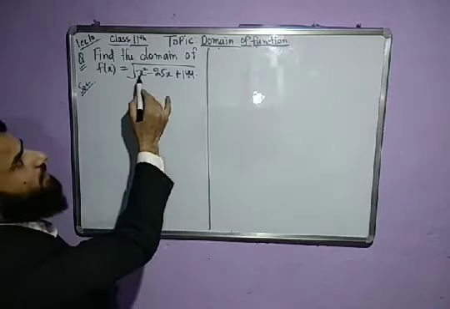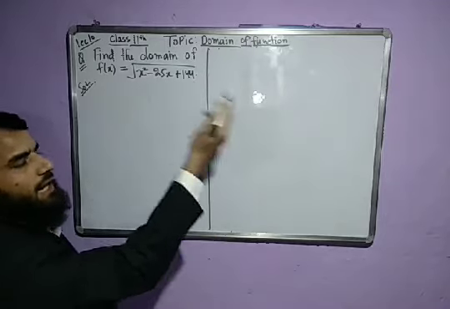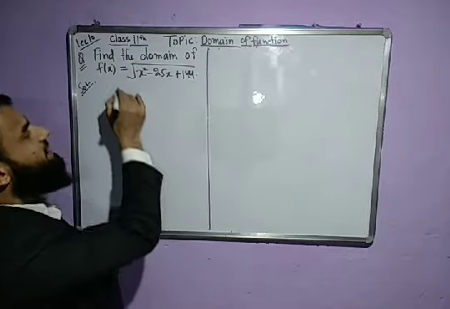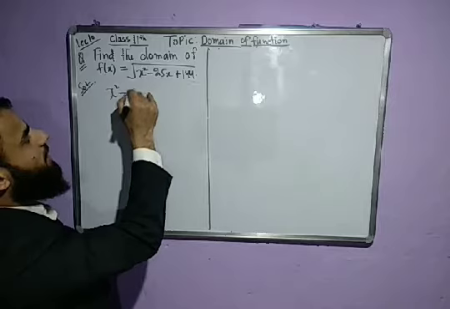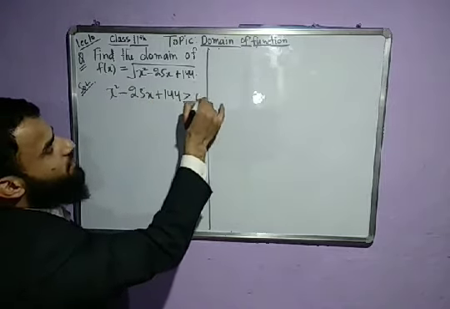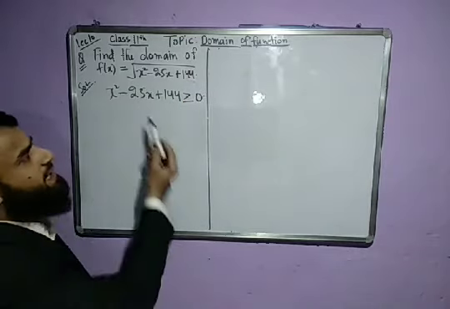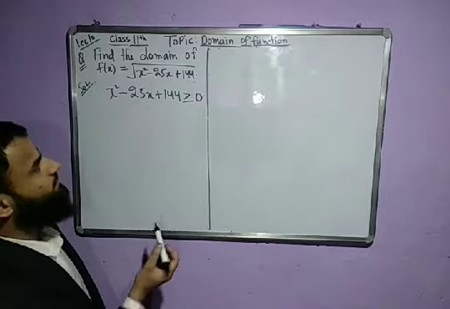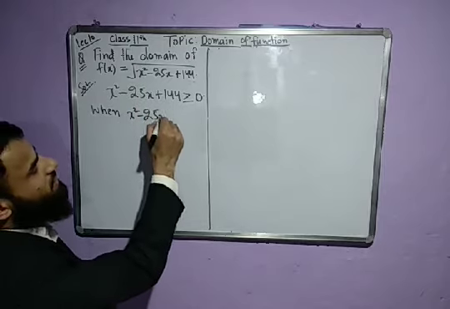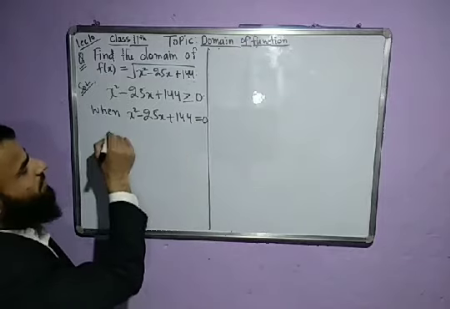Now this is the expression under the square root. And I discussed the rule that this expression should be greater or equal to 0. That means this x square minus 25x plus 144 should be greater or equal to 0. It can't be less than 0. Let us see when it is equal to 0. Then x square minus 25x plus 144 is equal to 0. Let us find the roots.